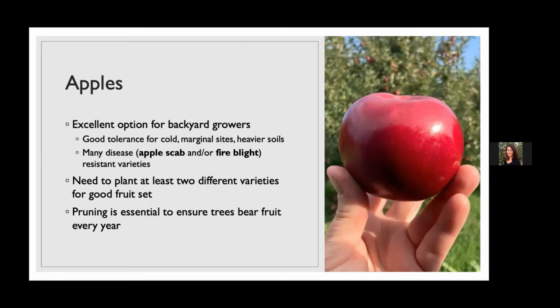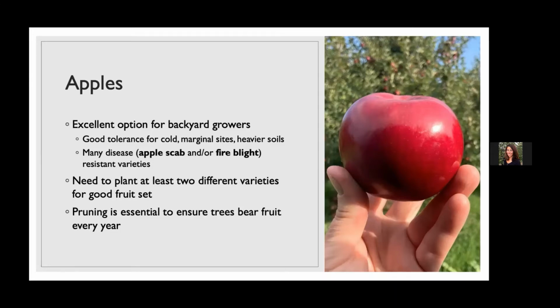already have disease resistant properties in them. So there's tremendous breeding programs all over the US that produce varieties that are apple scab and or fire blight resistant. And those are the two main pathogens that attack apples that I'll talk about in the next slide.